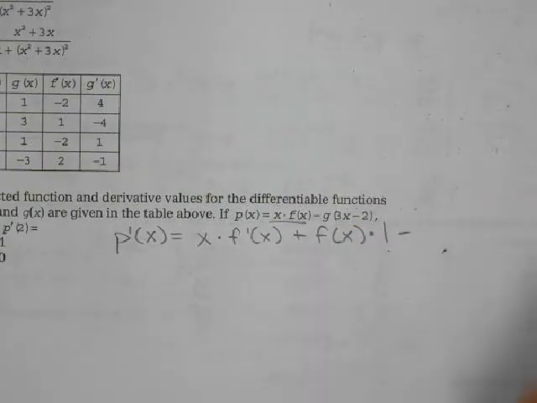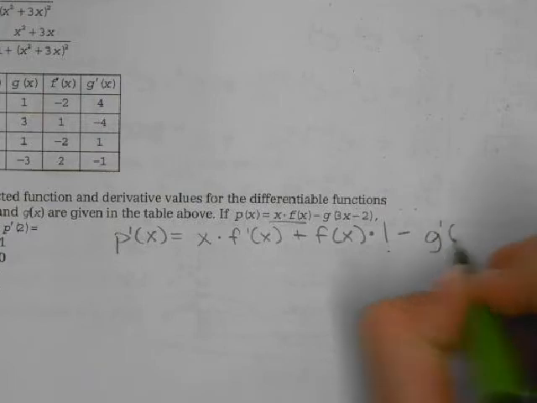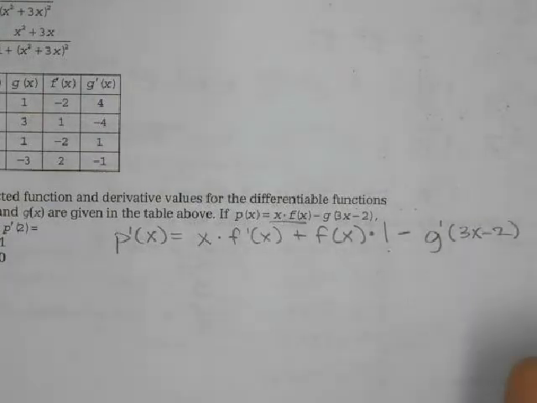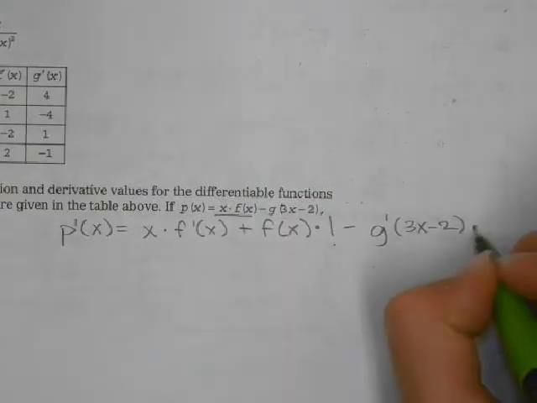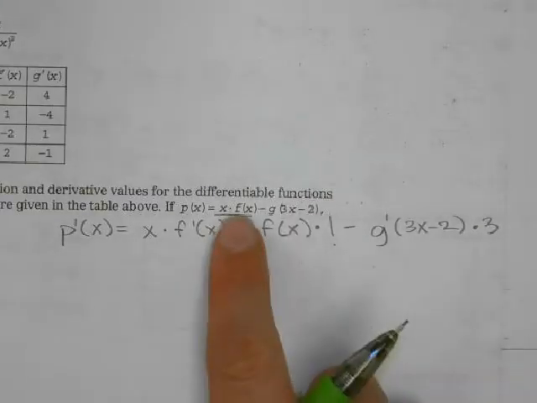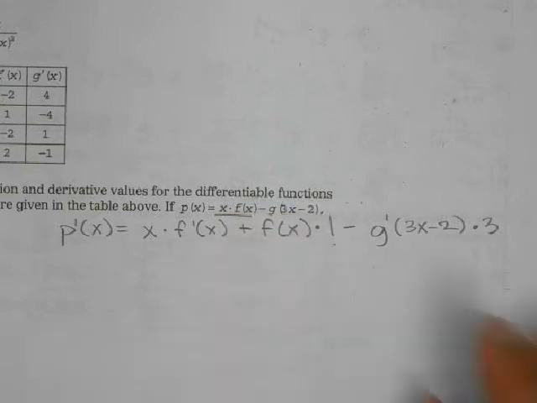I'm going to do the derivative of the outside function first. So the derivative of the outside function is just the derivative of g. I keep the inside exactly the same. And then I multiply by the derivative of the inside. So we have product rule to start with, chain rule over here.